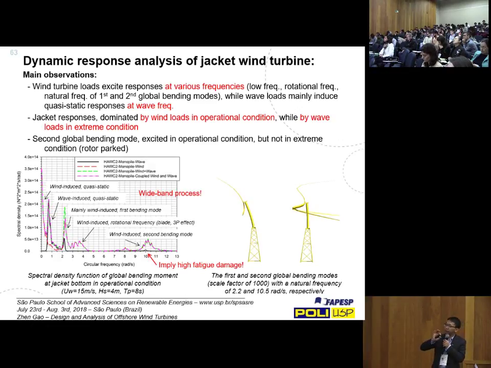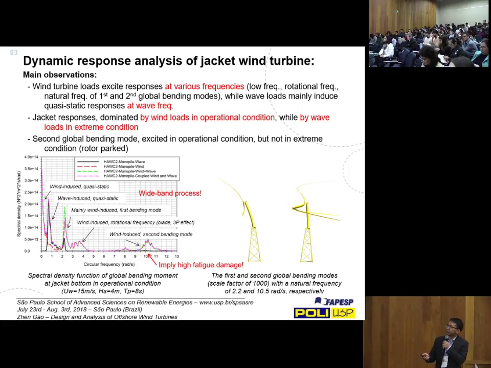Here we are showing some comparisons: if we apply only wind loads, only wave loads, and then combine the wind and wave loads, what the response looks like. These show the spectral density function of the global bending moment at the sea bottom, the fore-aft bending moment, in a condition with mean wind speed 50 meters per second, Hs 4 meters, Tp 8 seconds. These refer to the wave conditions. So basically it's turbulent wind and irregular waves that we are considering.